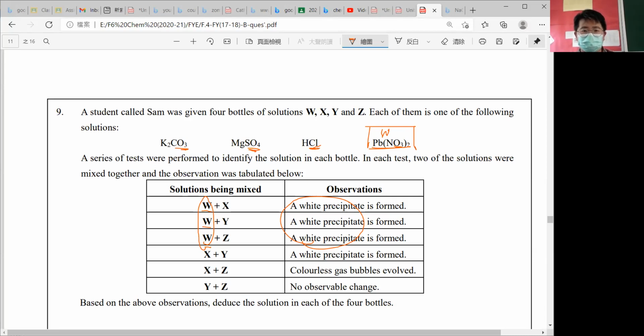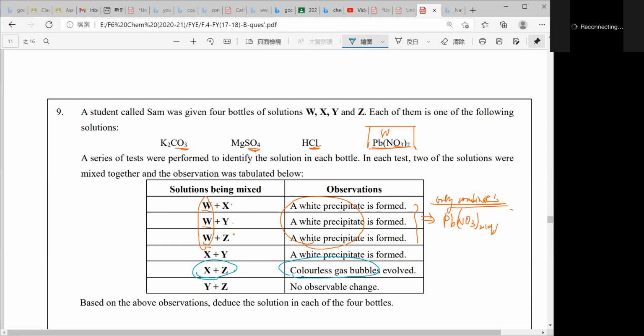So you think you use this concept to relate to some other cases. Okay, so only with that combination of W, they will form white PPT with X, Y, Z respectively. With that, I will relate it back to lead nitrate. This is the only combination. Can you get my point? You use this and you can relate to the second point. What is the second point? Well, you think of the colourless gas bubbles, for example. So what would you think of the combination?